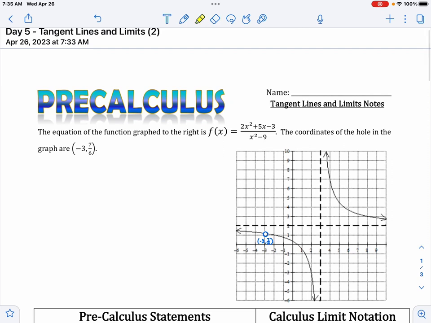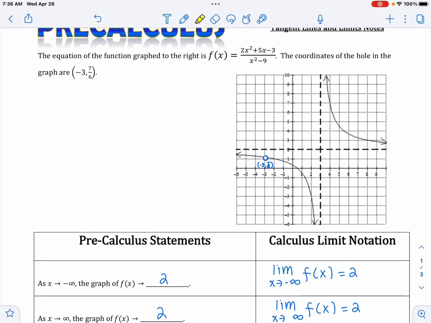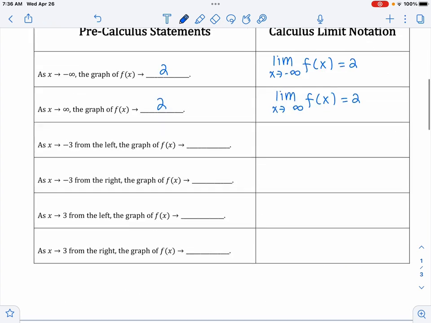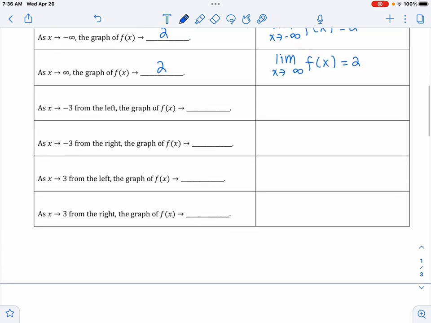Next, as x approaches -3 from the left, the graph of f of x approaches. If we look at where -3 is, -3 is right here, and we're going to approach -3 from the left. As we approach -3 from the left, it's asking us what y value we are getting closer and closer to, and that's the y value of 7/6. So how we write that is the limit as x approaches -3 from the left of the function f of x is 7/6.